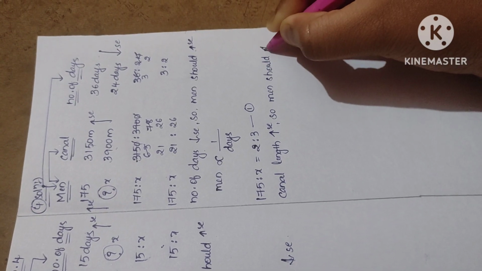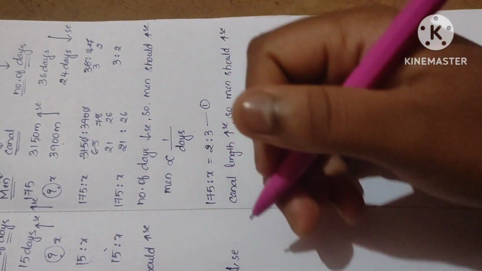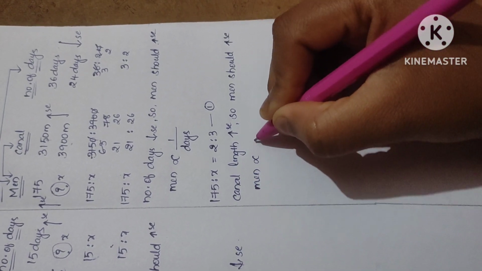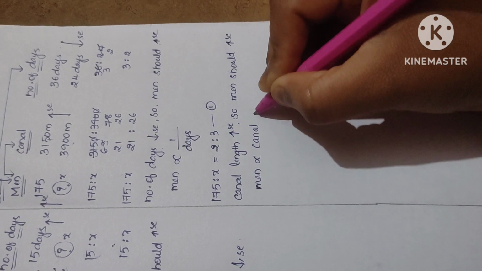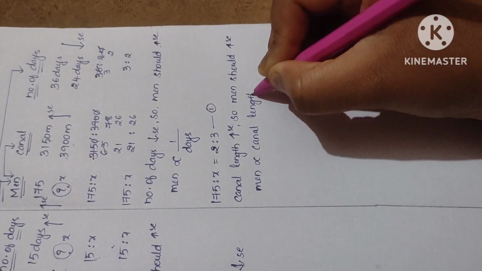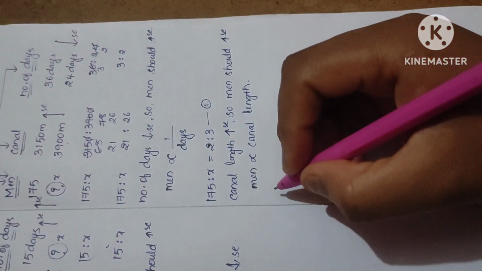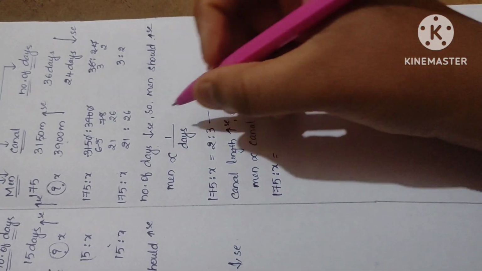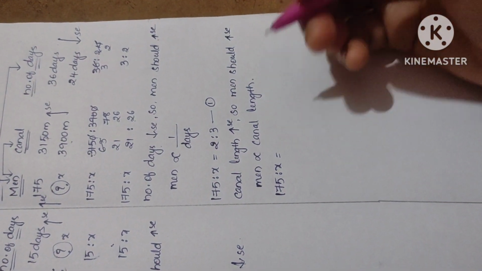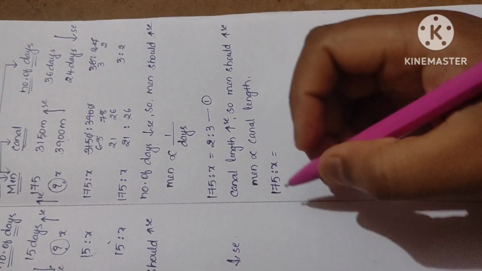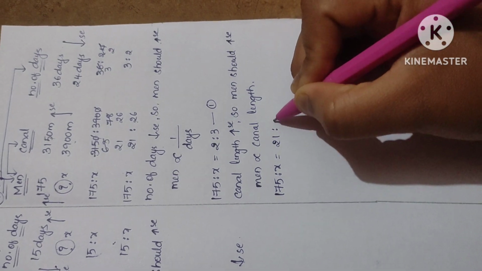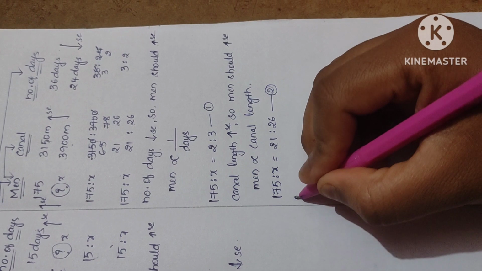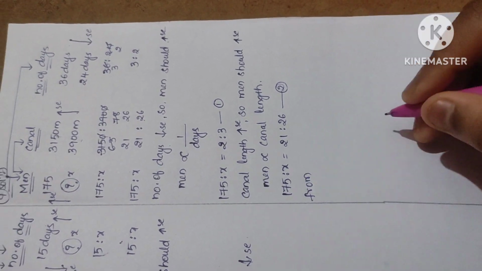So one quantity increases with another quantity increasing. Which proportion is this? Direct proportion. So we can write men is directly proportional to canal length. So what is the ratio we have to write here? Men ratio is 175 to x equal to canal length ratio is 21 to 26. Because this is not an inverse proportion, we need not write the reciprocal of the ratio. So as it is we can write 175 is to x equal to 21 is to 26. Let's take it as equation 2.